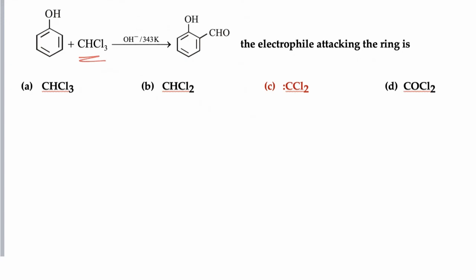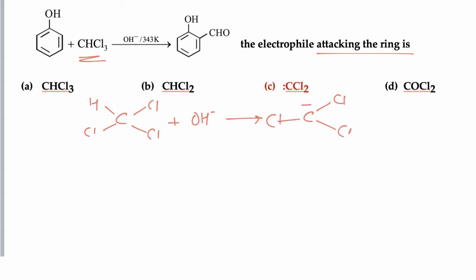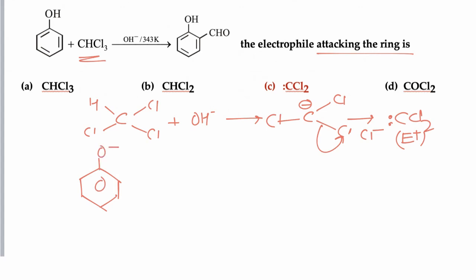In this reaction, phenol is treated first with chloroform and KOH. We need the electrophile, the attacking reagent. So first of all, chloroform and KOH react. Now OH negative abstracts a hydrogen proton, and it will convert it to CCl3 negative. Now the Cl negative ion will be removed and it will form dichlorocarbene, which acts as an electrophile.